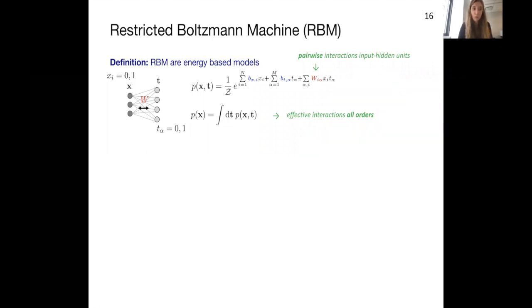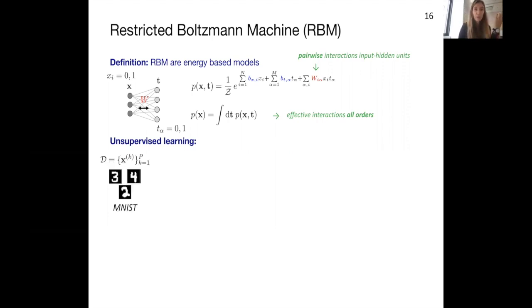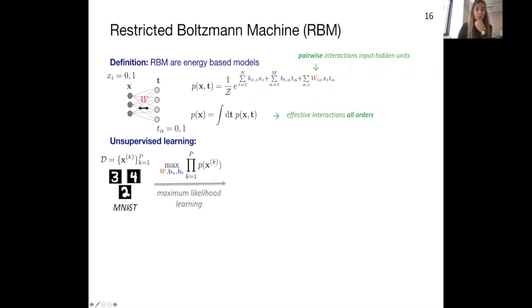This makes it a very expressive class of probability distributions. Then to train such a restricted Boltzmann machine, we do so in an unsupervised way, meaning that we will have a data set of examples. For example, here we have MNIST, which is a data set of handwritten digits. We are going to maximize the likelihood of this data set, so we maximize the probability that the model assigns to seeing this data set, maximizing over the parameters, which are the weights and the biases.